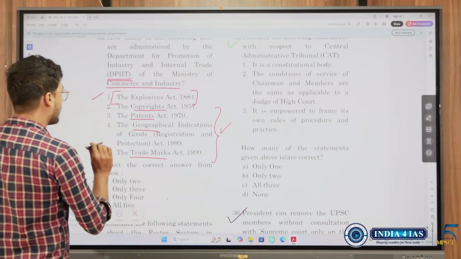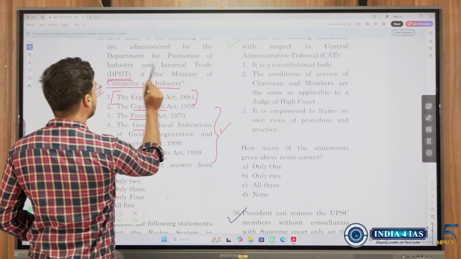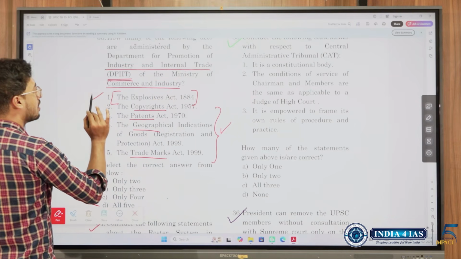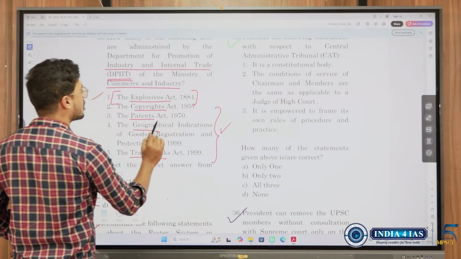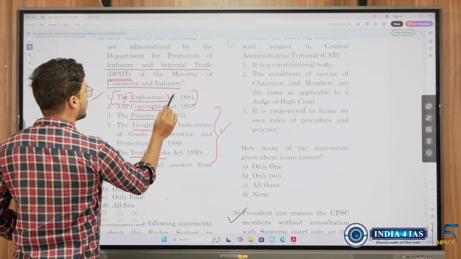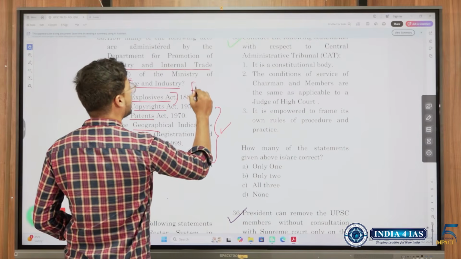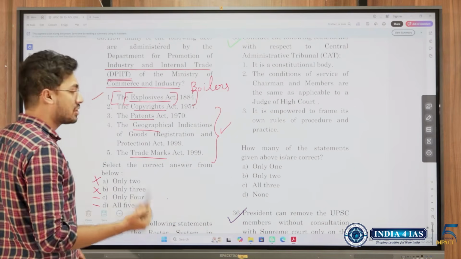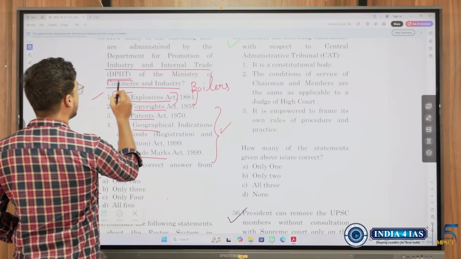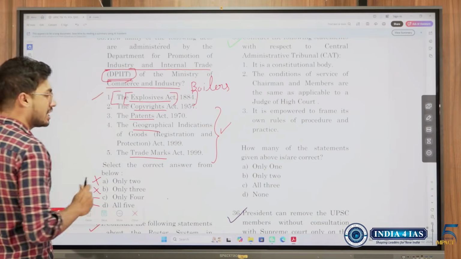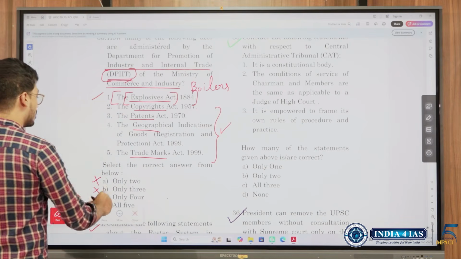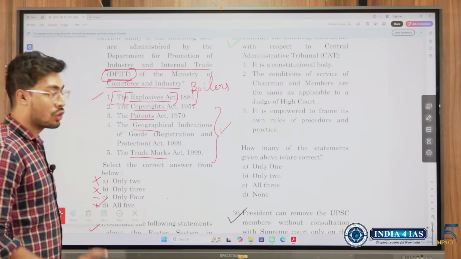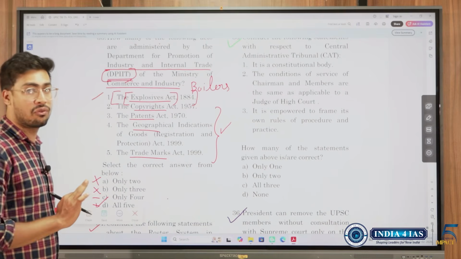Simple. But look at this, industry and internal trade. Take a broader picture of this industry and internal trade. So industries could include explosives industry, boilers, inflammable materials. So the Boilers Act, Inflammable Materials Act, Explosives Act, even they are administered under DPIIT. So you have to think broadly. So the answer to this question is all 5. Even if you are confused with the first statement, your only confusion should have been between choosing only 4 or only 5.